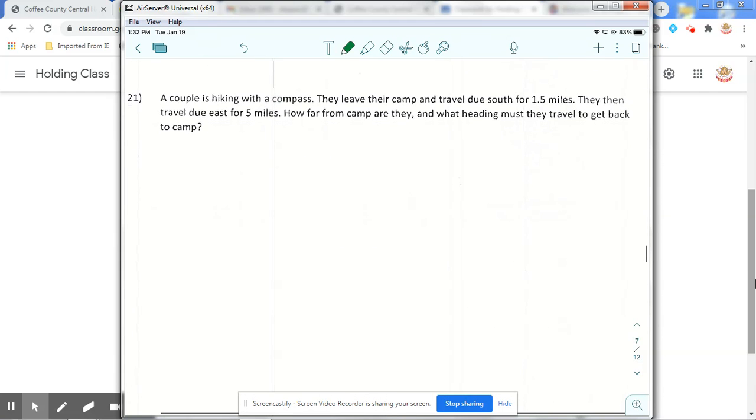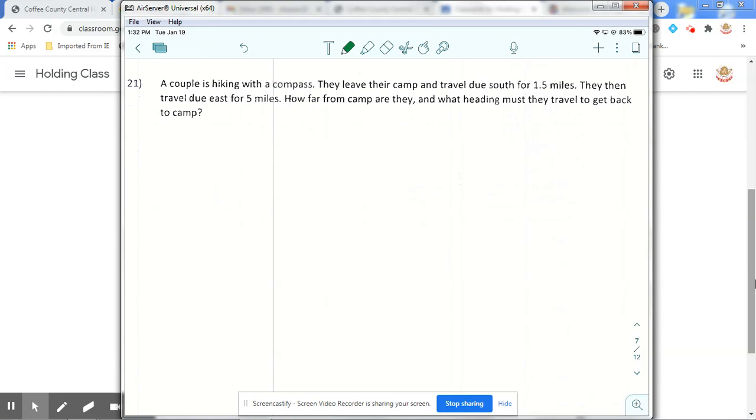And then the very last example. So a couple is hiking with a compass and they leave their camp and travel due south for 1.5 miles. Then they travel due east for 5 miles. How far are they from camp and what heading must they travel to get back to camp?